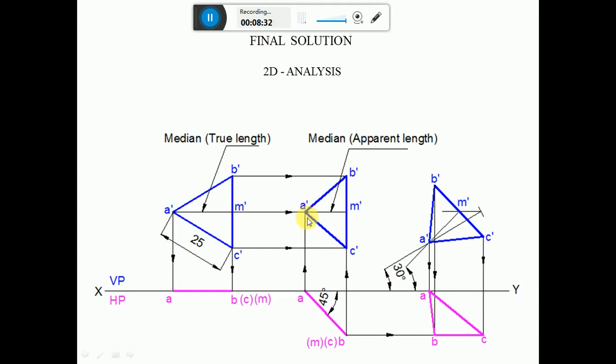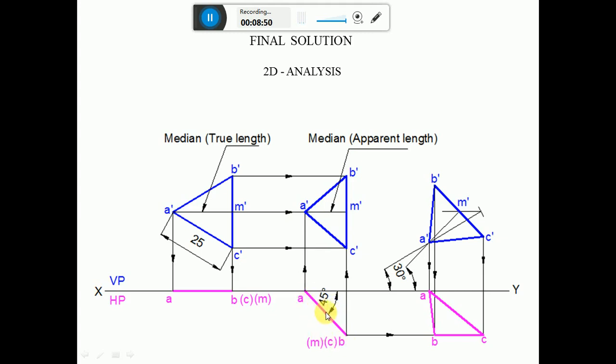Then join A dash to B dash, B dash to C dash, and C dash to A dash with a dark line, and draw a thin projector from A dash to M dash. So this is going to be the median. As the surface is inclined to VP, the median is also inclined to VP.